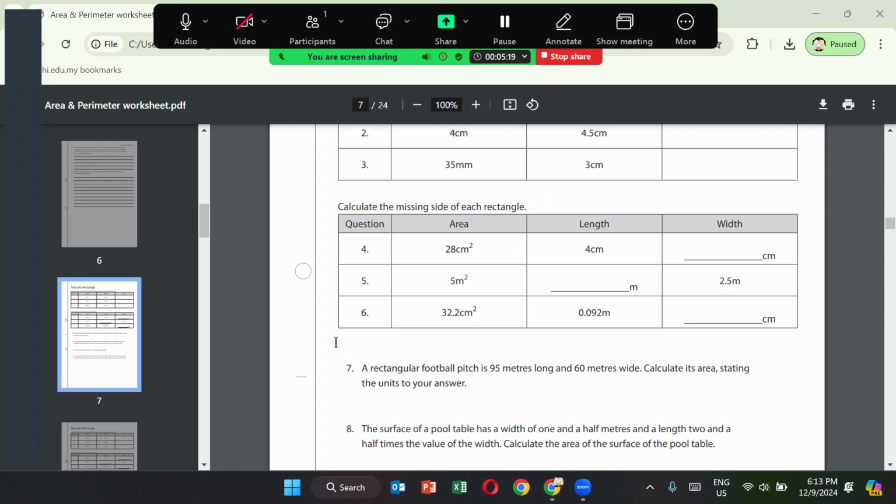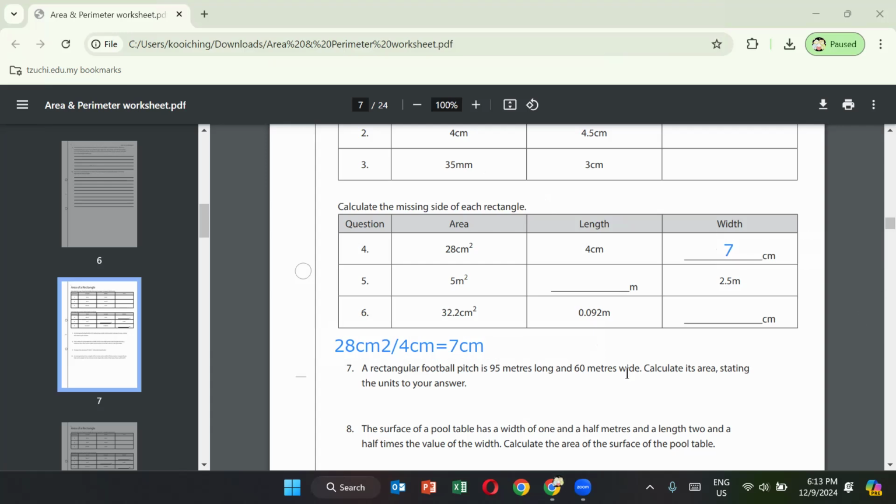So in this case, the width is missing. So we will need 28 cm square divided by 4 cm and it will be equal to 7 cm.